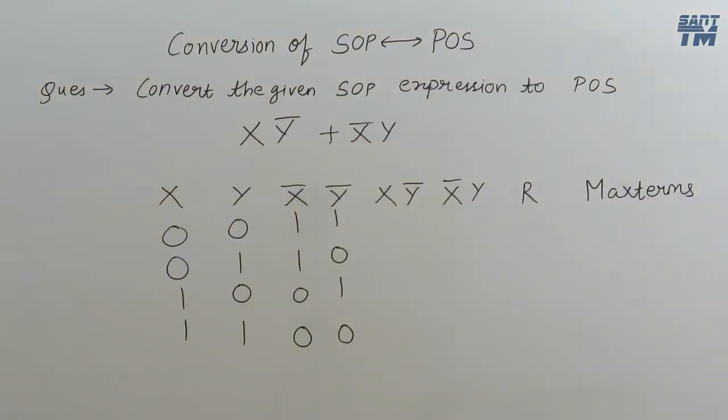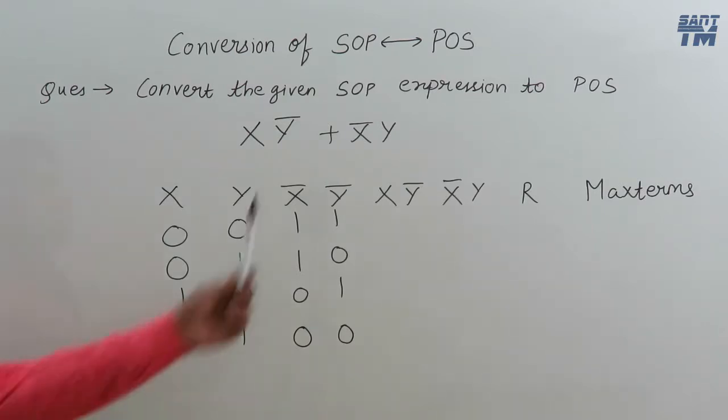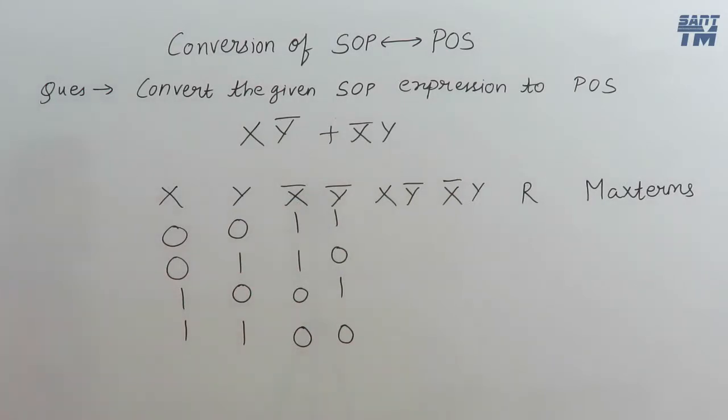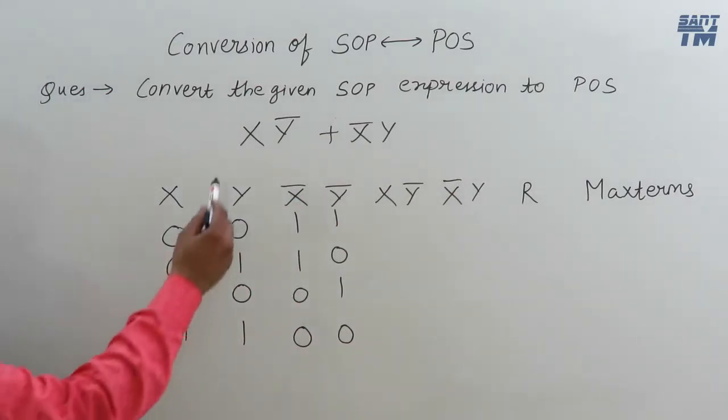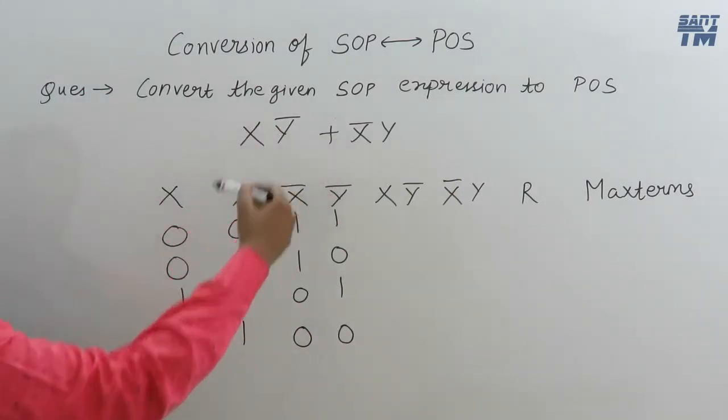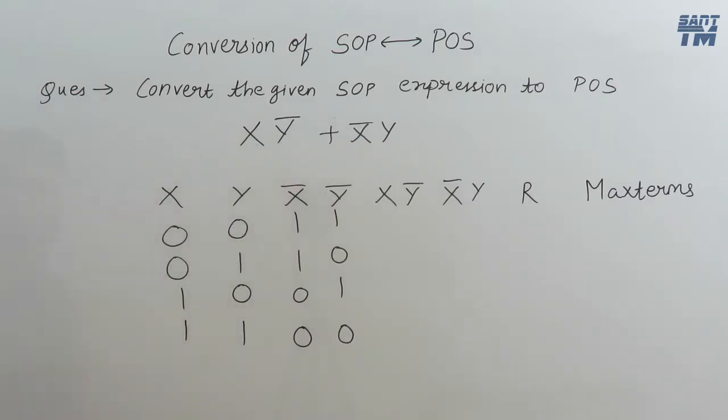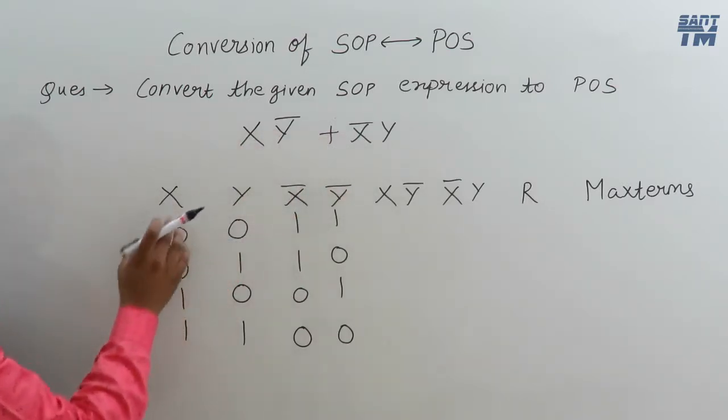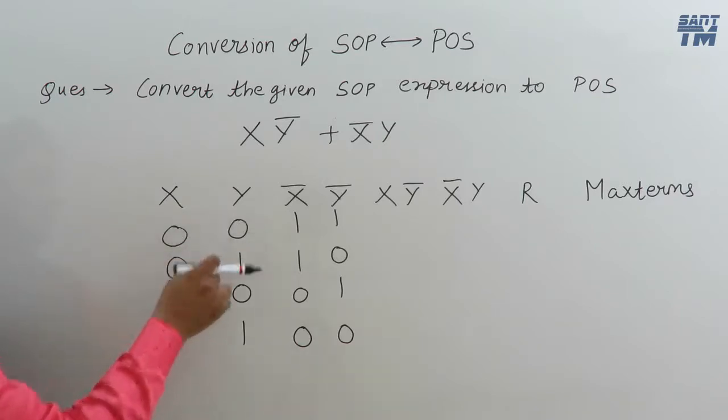In our previous example, the question was to convert the given POS expression to SOP, but now here it is to convert SOP to POS. We have to do the reverse. So this is the expression given. First we will construct the truth table as usual. 2 input symbols are there, so 4 rows: 0 0, 1 1, 0 1, 0 1.